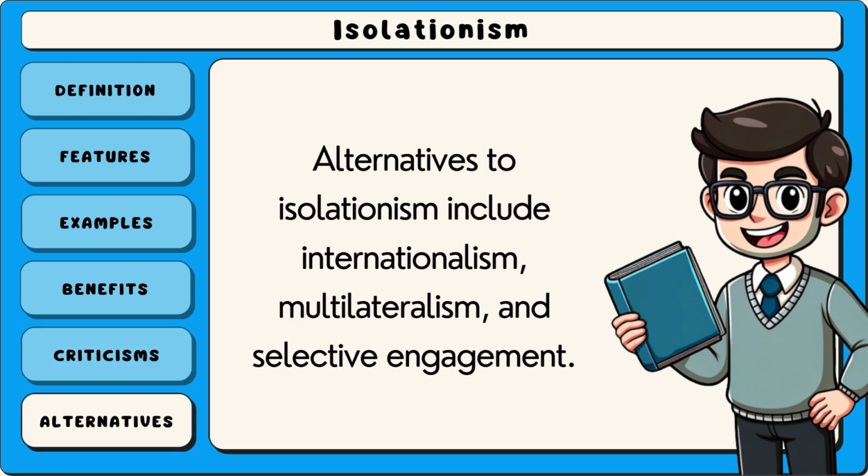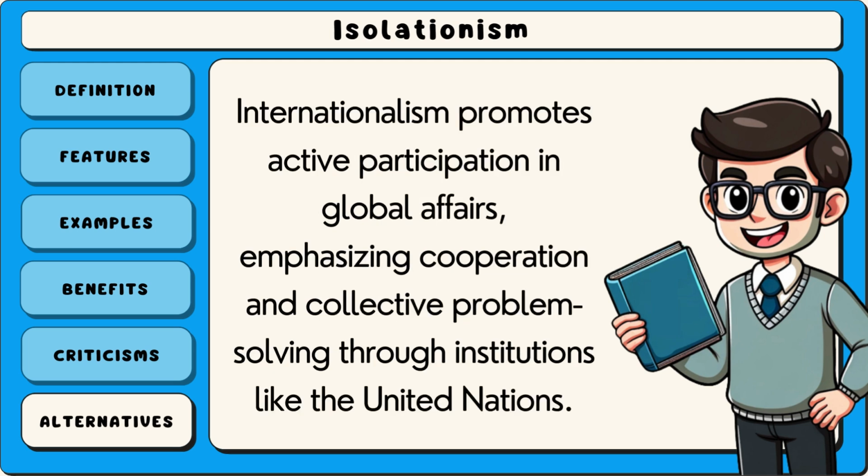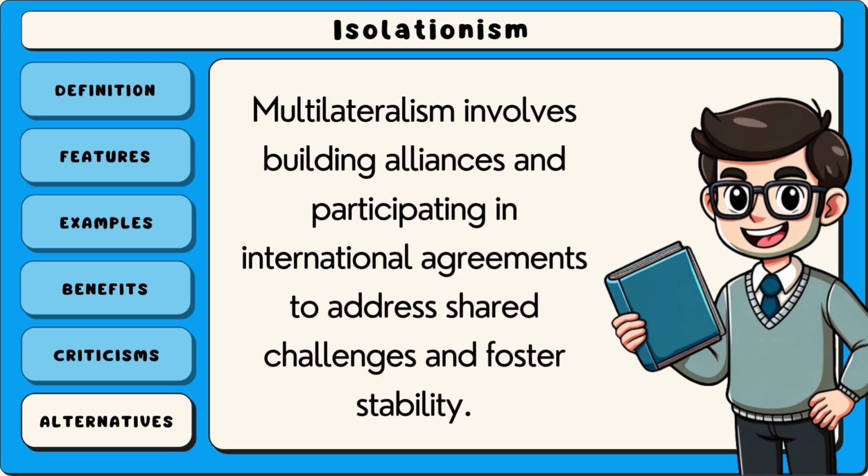Alternatives to isolationism include internationalism, multilateralism, and selective engagement. Internationalism promotes active participation in global affairs, emphasizing cooperation and collective problem-solving through institutions like the United Nations. Multilateralism involves building alliances and participating in international agreements to address shared challenges and foster stability.